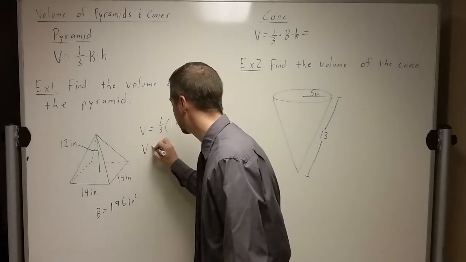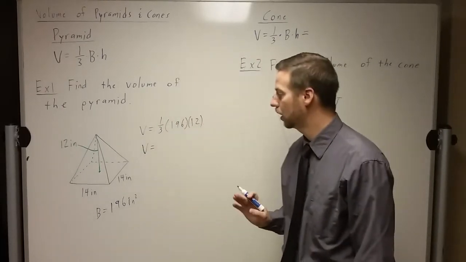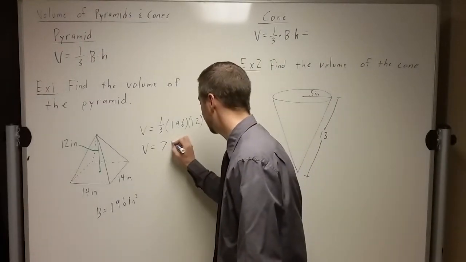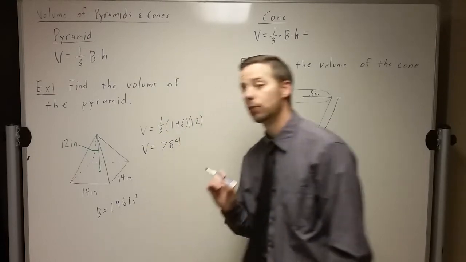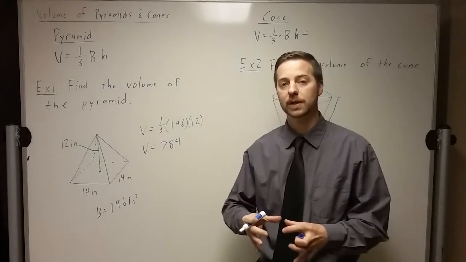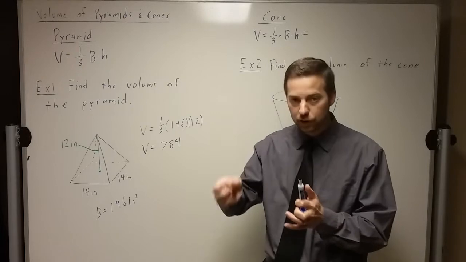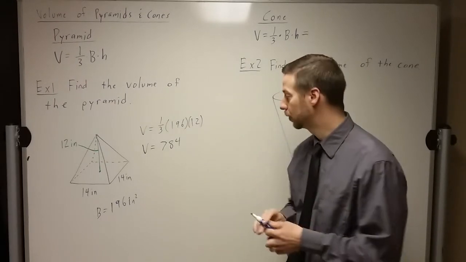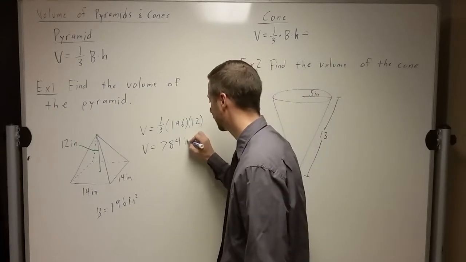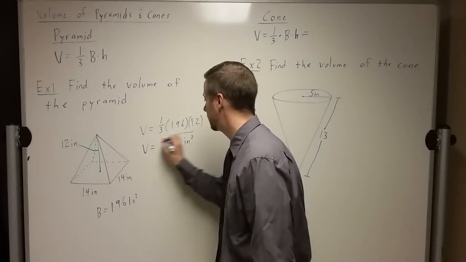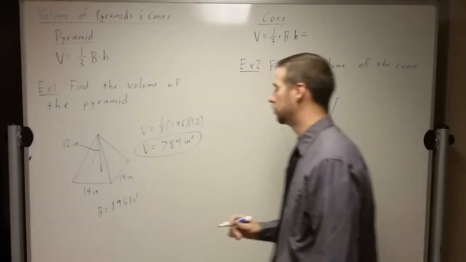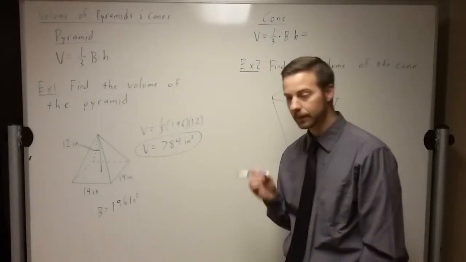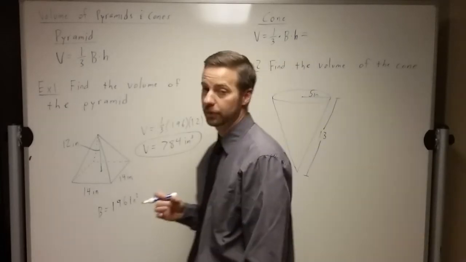But however you decide to type that in or multiply that all out, you're going to end up getting that the volume on this one is 784. Now remember, we're still doing volume, so we're still talking about how many cubic units it takes to fill this up. So how many 1 inch by 1 inch by 1 inch cubes would it take to fill in this entire shape? And so this would be 784 cubic inches to fill up that pyramid. So that's how we find the volume of a pyramid.